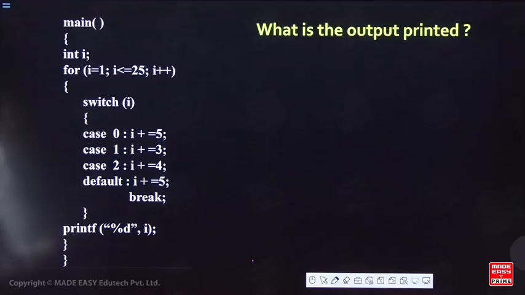Remember, it will print 3 values. Three values it will print. Many people are giving wrong answers.